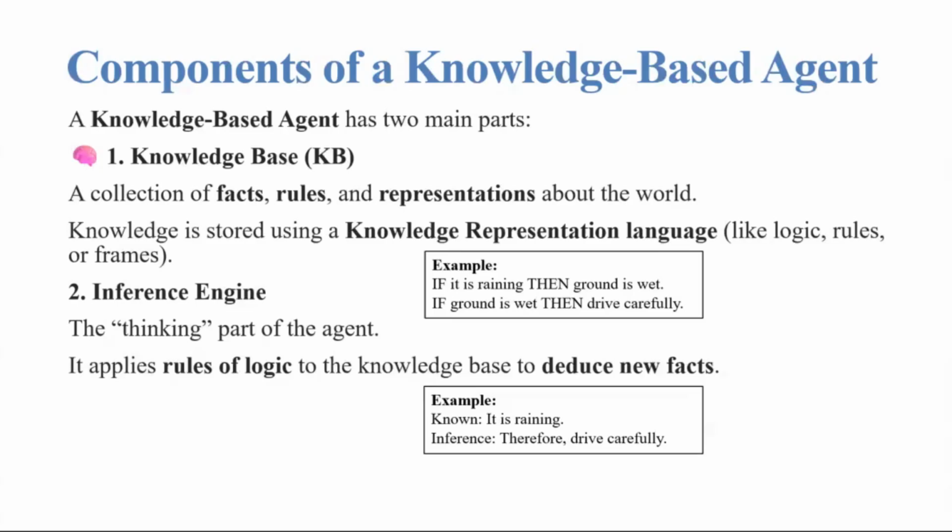So this is exactly what the inference engine does. These two components always work together. The knowledge base stores the information, and the inference engine uses that information to think and make decisions. Without a knowledge base, the AI has nothing to reason with. Without an inference engine, the AI has knowledge but cannot use it. Both components are equally important.